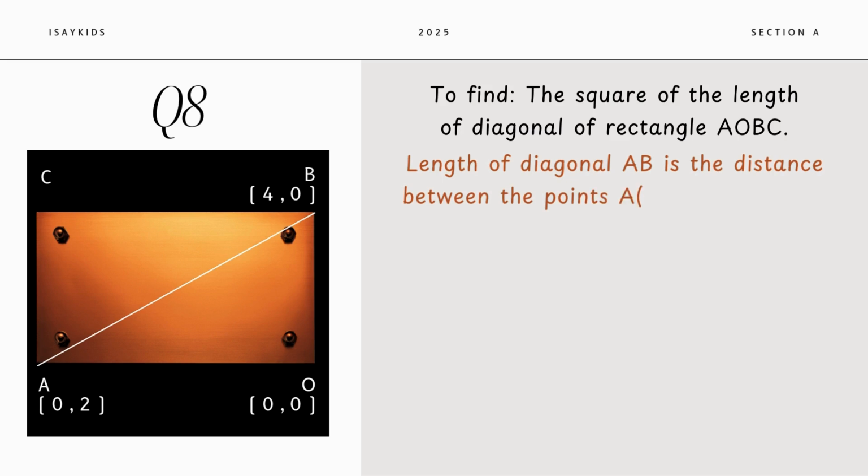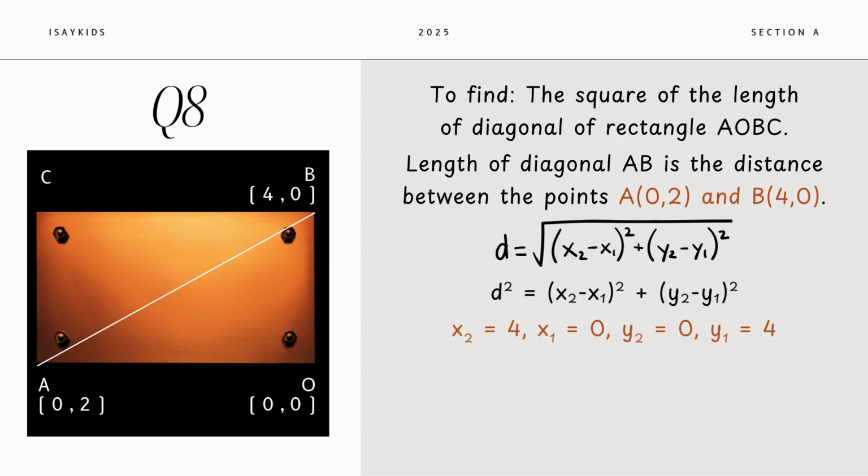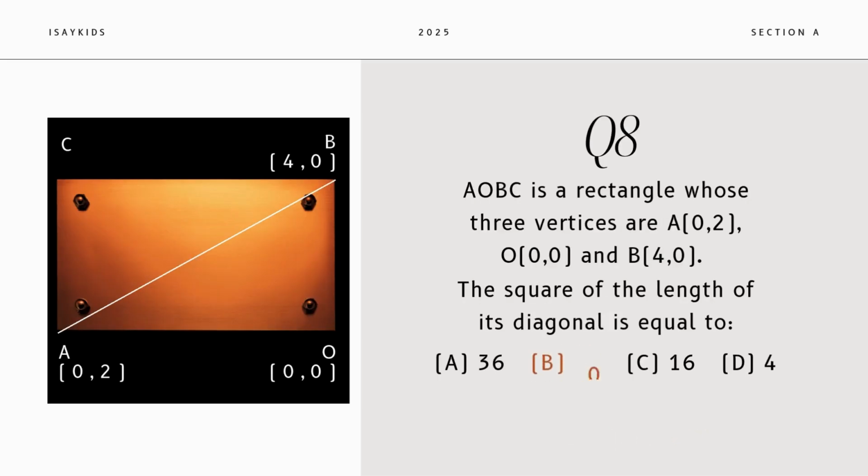Now, the distance D between two points is given by the distance formula: D equals the square root of (x2 minus x1) squared plus (y2 minus y1) squared. Or we can say D squared is equal to (x2 minus x1) squared plus (y2 minus y1) squared, and we need to find D squared. Substituting the values of x2, x1, y2 and y1, we get D squared is equal to 4 squared plus 2 squared, which gives us 20. Thus, option B is correct.